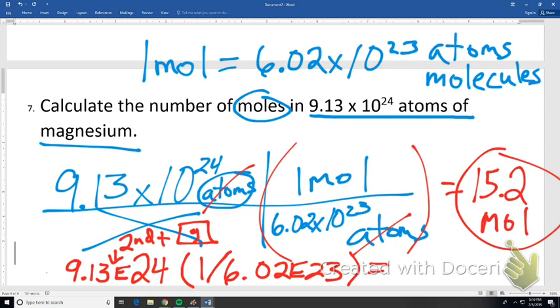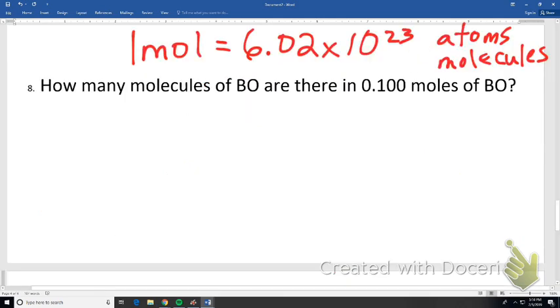All right, so now let's say we start with moles and we want molecules or atoms. Let's look at question number 8. Question 8. Let's mark the text. All right, how many molecules of BO are there in 0.100 moles of BO? I'm sorry, I'm a kid. BO, body odor. This is a stinky problem.